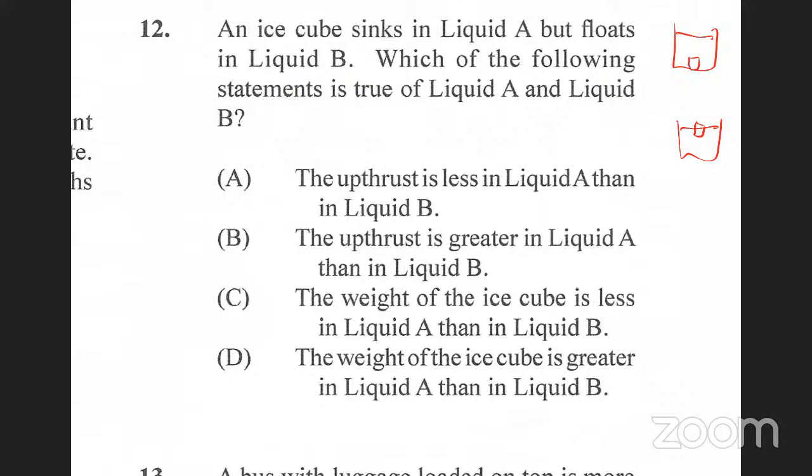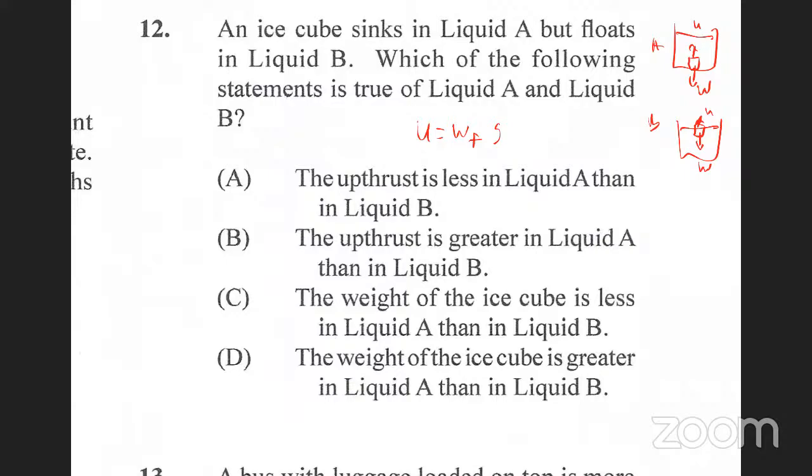So obviously in this one, the weight is bigger than the upthrust. In this one here, the weight is equal to the upthrust. And remember, upthrust is the weight of fluid displaced, right? So the upthrust is less in liquid A. This is A, and this is B. The upthrust is less in liquid A than in liquid B.